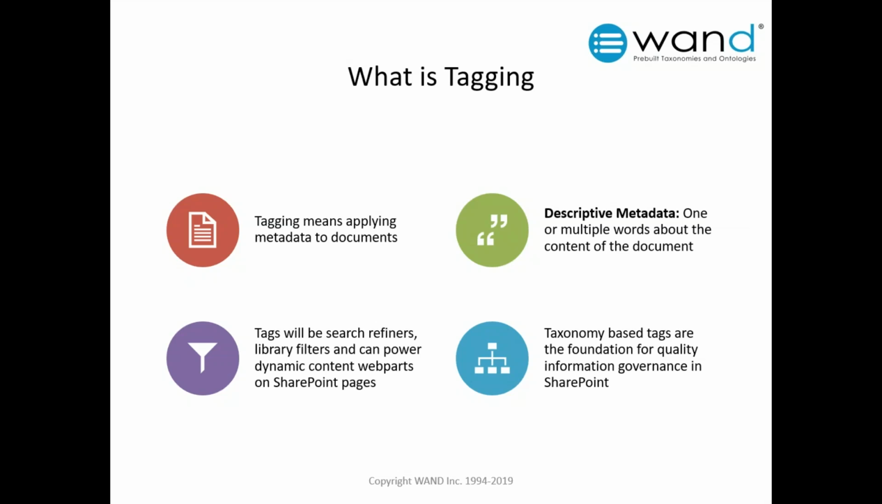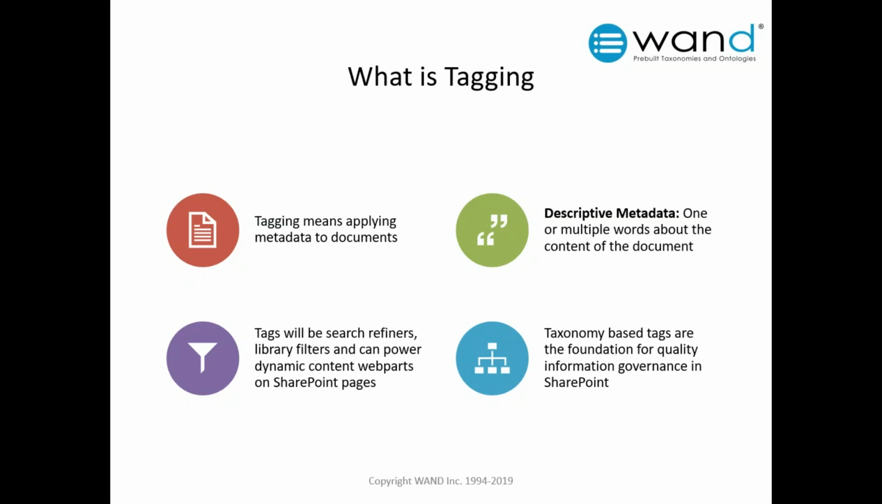So it's those descriptive tags that are going to power search refiners, library filters, some dynamic content web parts on SharePoint pages. So if you think of a search perspective and the difference between administrative and descriptive metadata, how often do you have a search result list of several hundred documents and it's useful to filter it based on the size of the document or the modified date? Sometimes, but more likely it's useful to be able to filter it based on that descriptive metadata. So that's what tagging is, that's what descriptive metadata and taxonomy are, and that's why those are important.